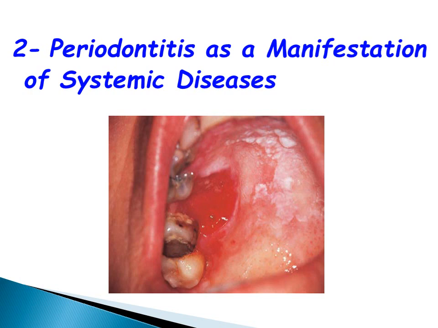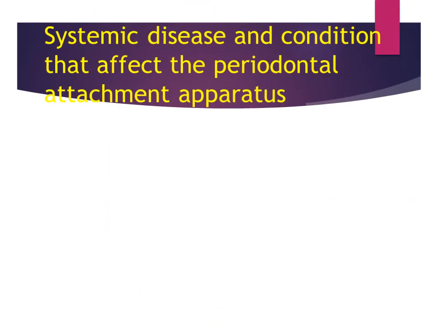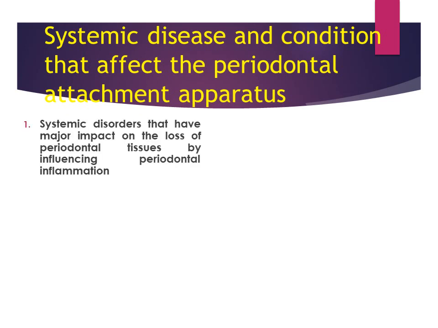The second type of periodontitis was periodontitis as a manifestation of systemic disease. A variety of systemic disease and condition can affect the course of periodontitis or have a negative impact on periodontal attachment apparatus. For example, systemic disease and disorder that have a major impact on the loss of periodontal tissue by influencing the periodontal inflammation.